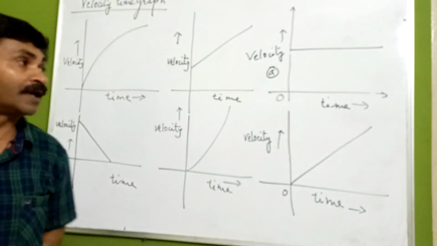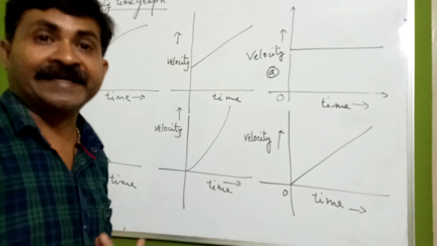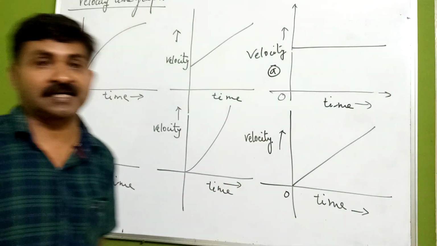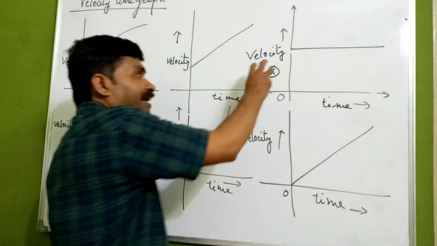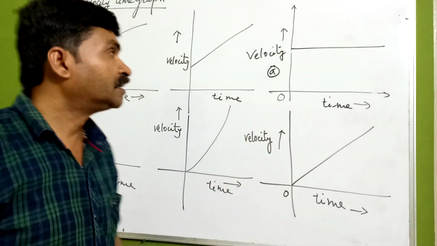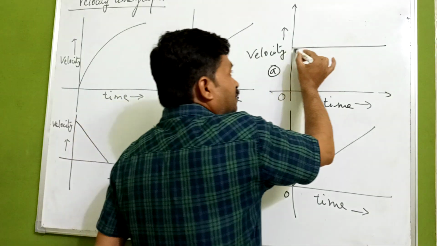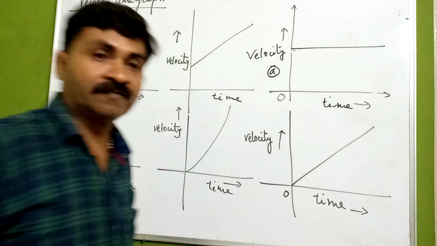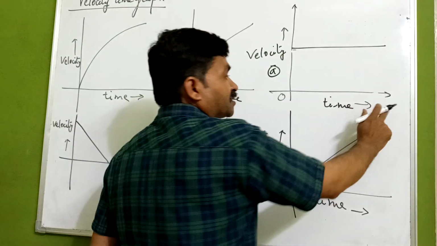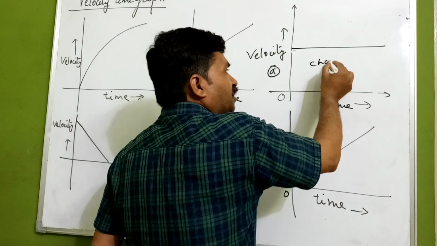What is the velocity time graph telling us, what indication and what representation is the graph giving? We will look at that. So we will take this as the first case, A. Here we are seeing that velocity is a constant one. Velocity is constant here and time is increasing. Now there is no change in velocity.